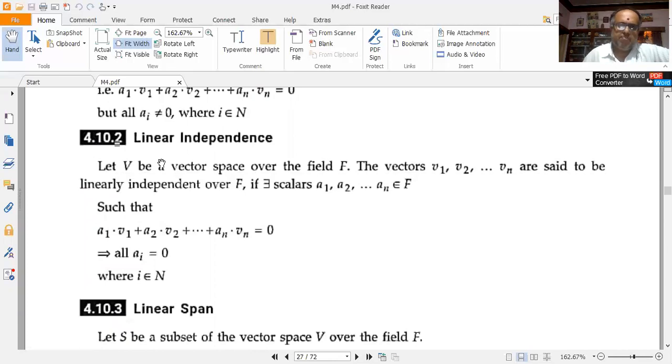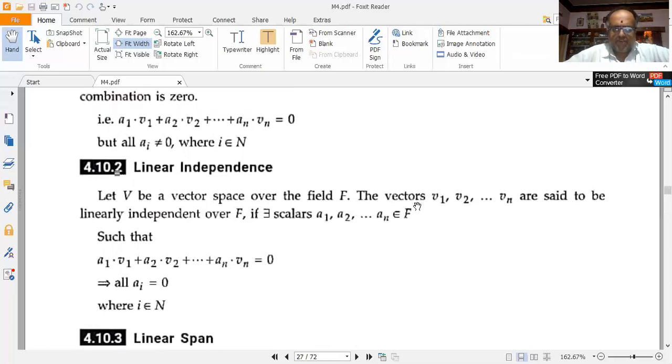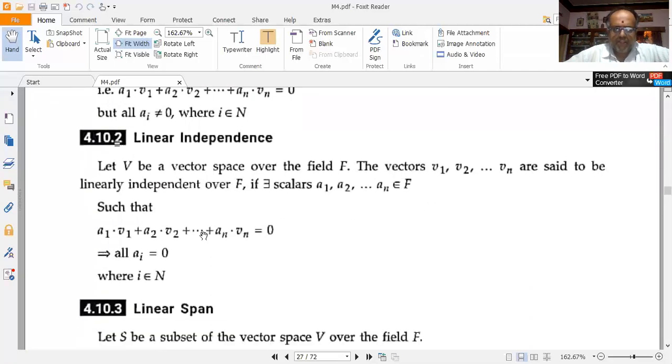Now talking about linear independence. Let again V be a vector space over the field F. The vectors v1, v2, etc. up till vn are said to be linearly independent over F if there exist scalars a1, a2, etc. up till an belonging to F such that a1 v1 plus a2 v2 plus etc. up till an vn is equal to 0, which implies that all ai are equal to 0, where i belongs to n. So if this condition is satisfied, then we say that the vectors v1, v2, etc. up till vn are linearly independent.